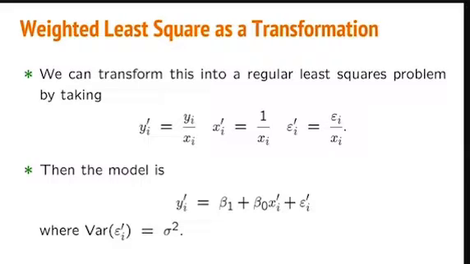So what is the new error? What is the new error that we got? It's the old error divided by what? Old error divided by Xi, right? Now I want to find the variance of the new error, which is going to be the variance of this guy divided by this guy.